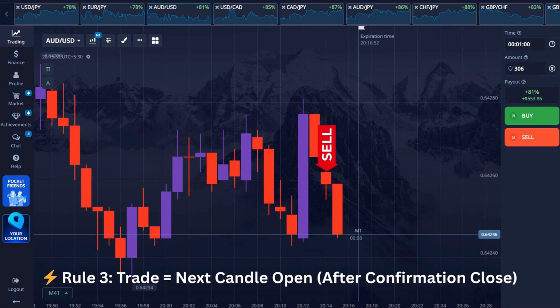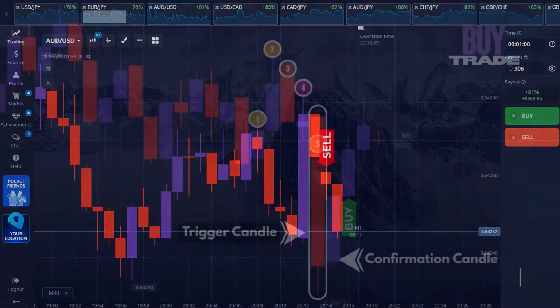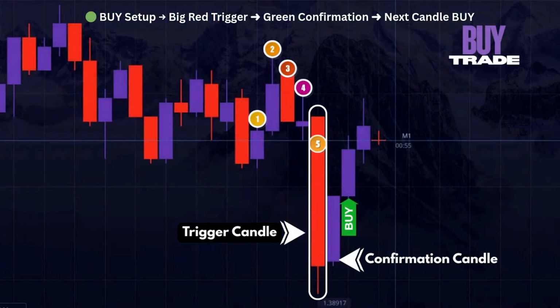All right, let's look at some chart examples. Example 1, buy setup. The 5th candle is a big red bearish candle. That's our trigger. The next candle closes green. That's our confirmation. After it closes, we take a buy trade on the next candle open with 1-minute expiry, and the market moves upward strongly.